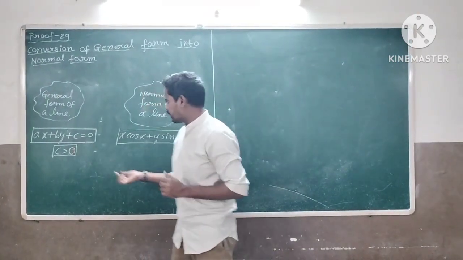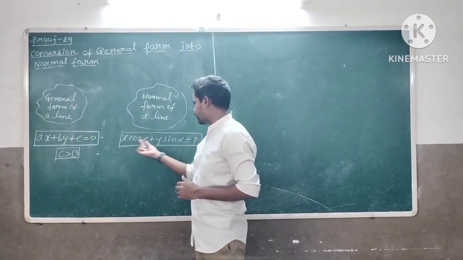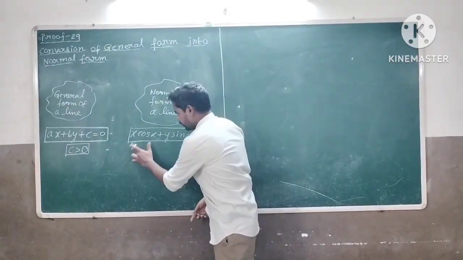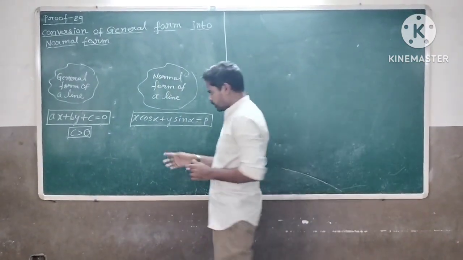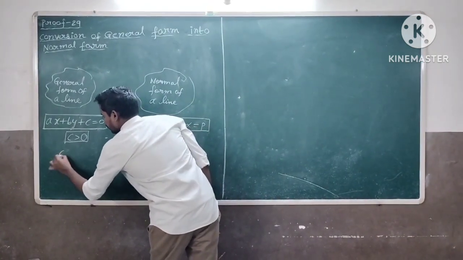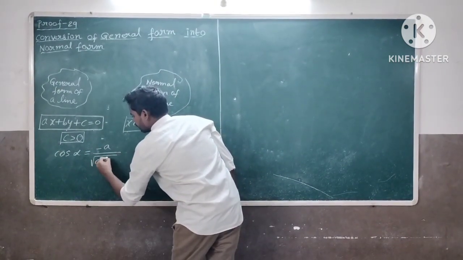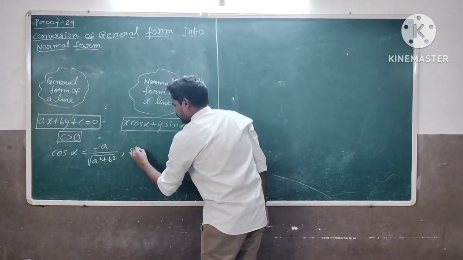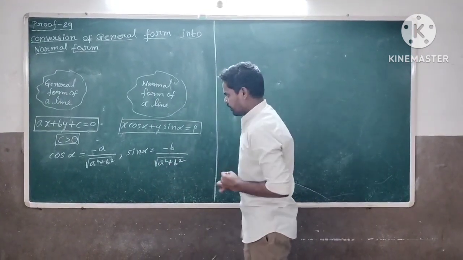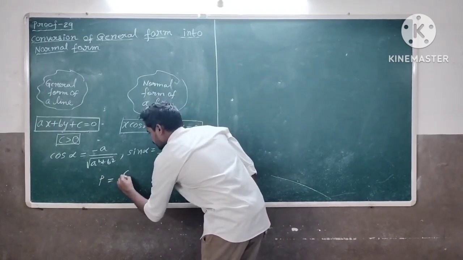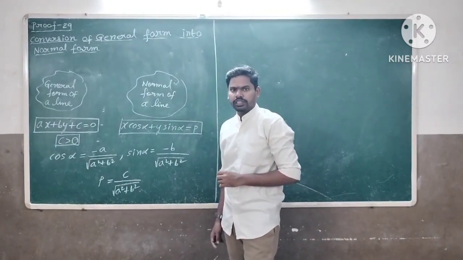We will discuss that later. Before that, this is the general form of a line and this is the normal form of a line. So the normal form of a line is given by x cos alpha plus y sin alpha is equal to p. So how do we relate the general form of a line with the normal form of a line? What is the relationship? So here the relationship is cos alpha is equal to minus a by root over a square plus b square, and sin alpha is equal to minus b by root over a square plus b square, and p is equal to c by root over a square plus b square.